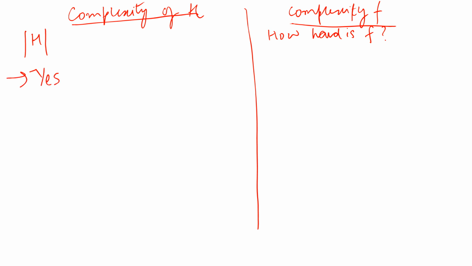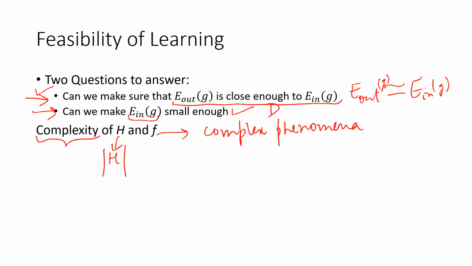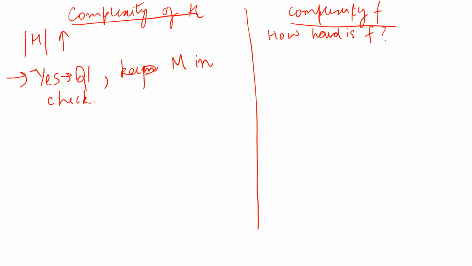So if the answer to question one is yes, then that means we have to keep m, the number of hypotheses, in check. It shouldn't be too big, because if it becomes big, it loosens the bound, and the complexity of h will go up. But then it is bad for my question one. We cannot ensure that E out is close enough to E in. So that is the impact of the complexity of h on my bound.